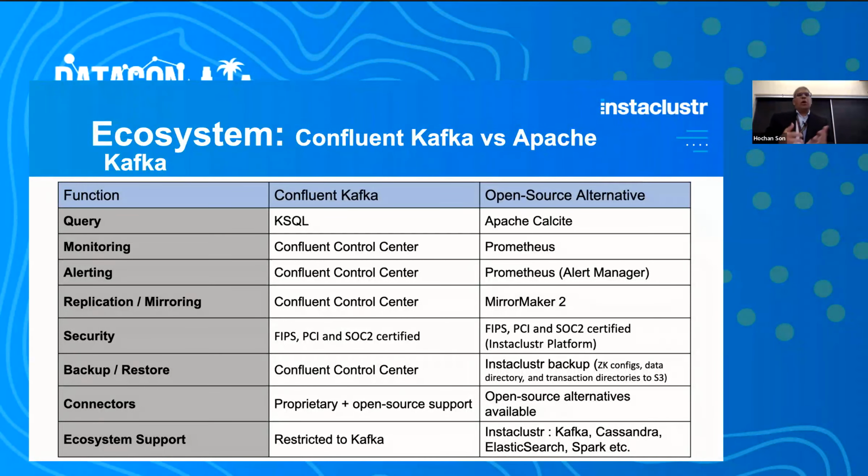So for query, Confluent has KSQL. There's an Apache Calcite project you can use. For monitoring, Confluent has Control Center. We can use Prometheus. Alerting, Prometheus, again, Alertmanager. For replication, they have again Control Center. There's a MirrorMaker too. So all these projects can be used in tandem with the open source software, and they can eliminate the need for paying licenses. Same thing with backup and restore connectors. There are alternatives available all the time.